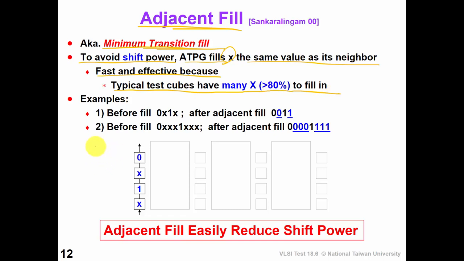For example, suppose our test cube is like this, 0x1x. After adjacent fill, we will fill a 0 to this bit and fill a 1 to this bit. In this way, we can avoid flip-flop toggle during scan. Similarly, if we have many continuous don't care bits, such as 0xxx1xxx, we can still perform a similar idea to fill them as 00001111. So, adjacent fill is an easy technique to reduce shift power.